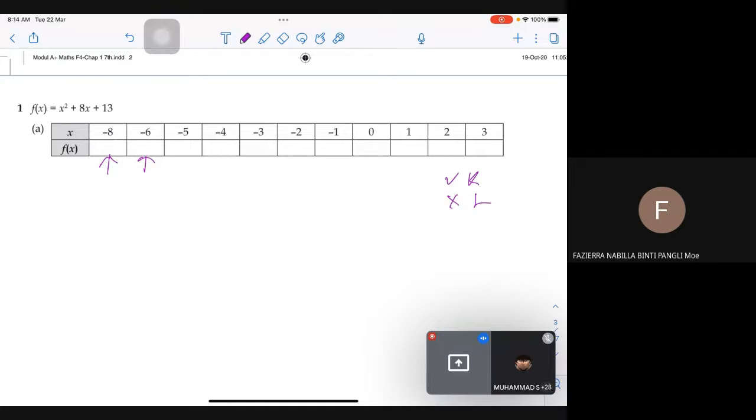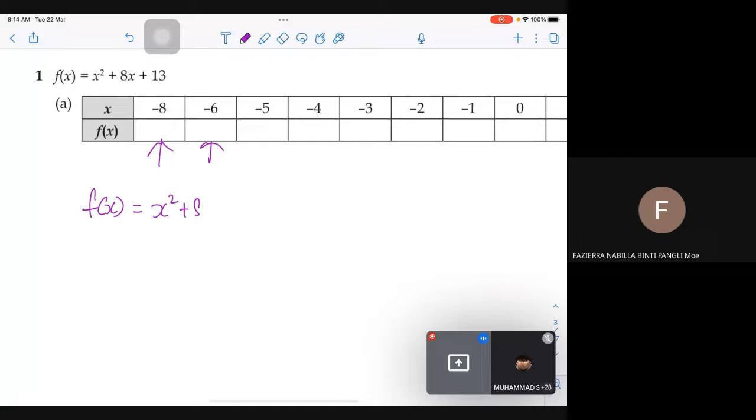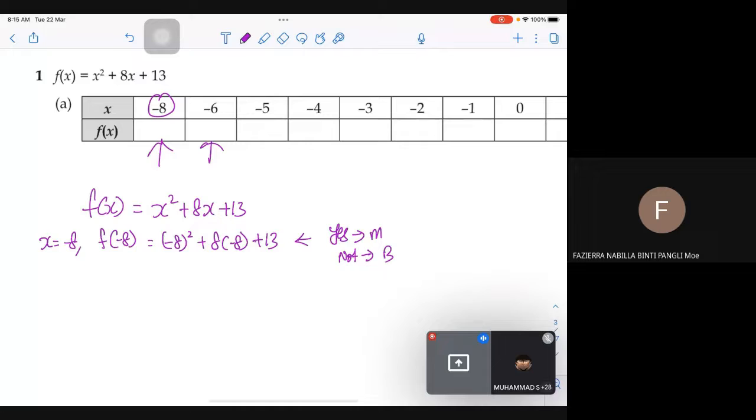Okay, so you're using this way, right? If f(s) equals s squared plus 8s plus 13, when s equals negative 8, so f(-8) is (-8) squared plus 8 times (-8) plus 13. So who can answer? Is this the one you learned or not? If yes, reply me M. If not, reply me B. Is it the step that you learned?